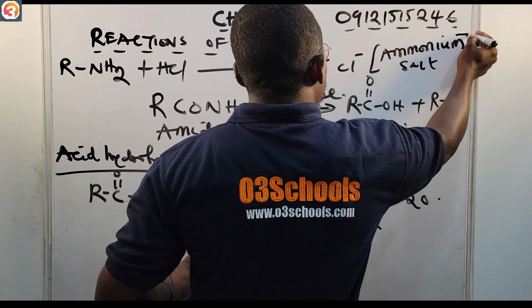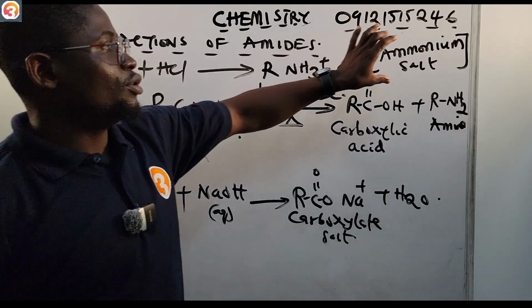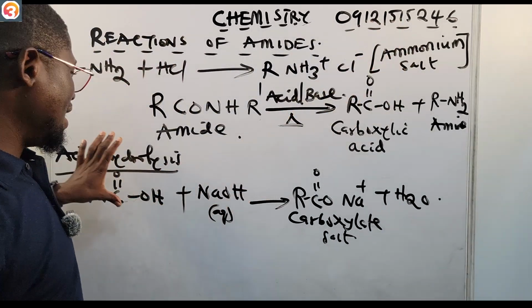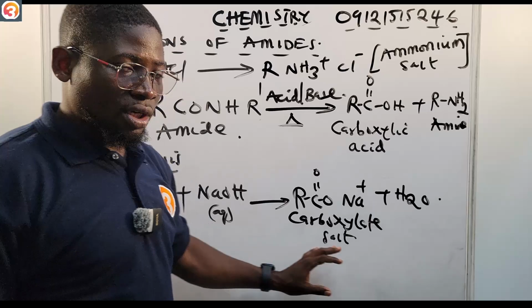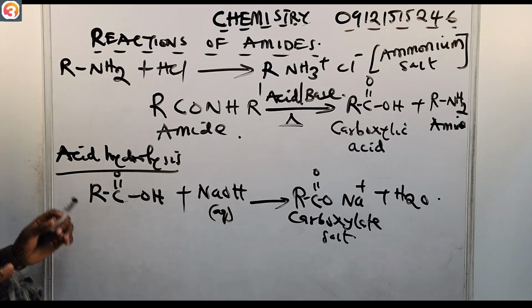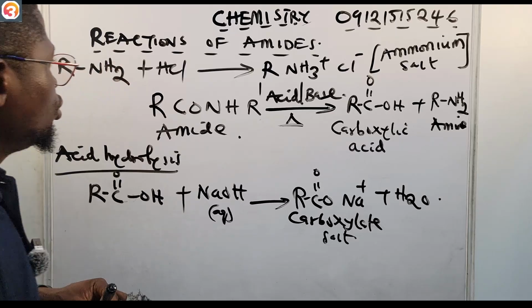Ammonium salt. If you neutralize the amine, we get an ammonium salt. If you neutralize the acid, the carboxylic acid, what you get is a carboxylate salt. So please take note of all that. They are very, very necessary and important. If they are not important, I will have told you so.